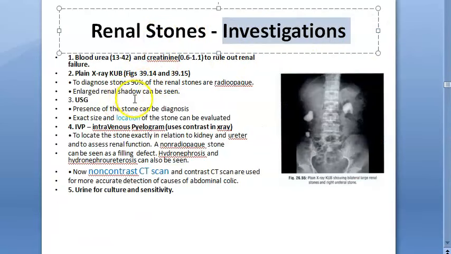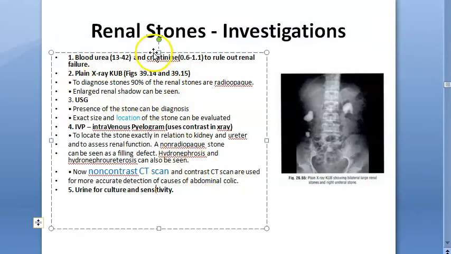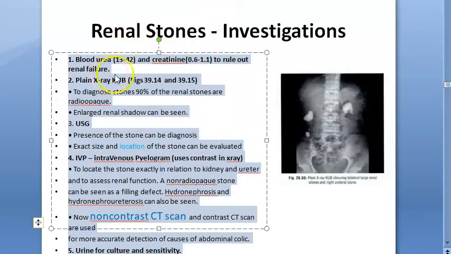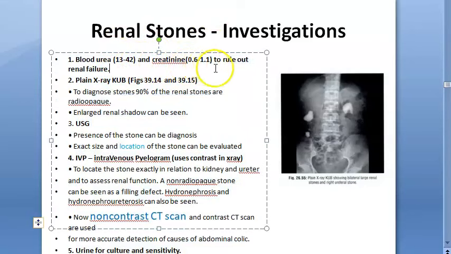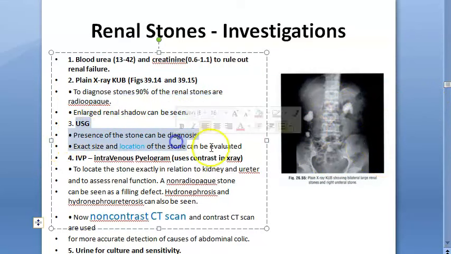So what investigations will you do for these people? You will check the blood urea levels and the blood creatinine levels. You have seen the normal values: urea around 13 to 42, creatinine 0.6 to 1.1. So blood urea and creatinine will tell you how the kidney is functioning, right? Then you will do a plain X-ray, KUB, that is kidney, ureter, bladder. Most of the stones you will be able to diagnose in this itself. You can do ultrasound, right? Ultrasound will also give you the exact location, because it's more like a three-dimensional kind of thing, USG. This X-ray is more like 2D.